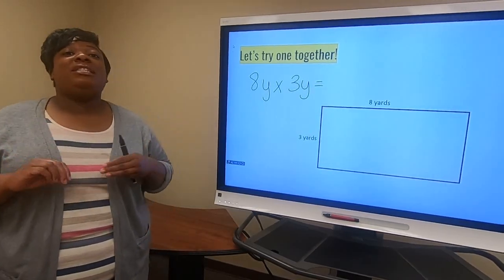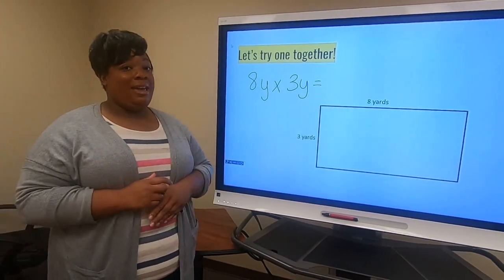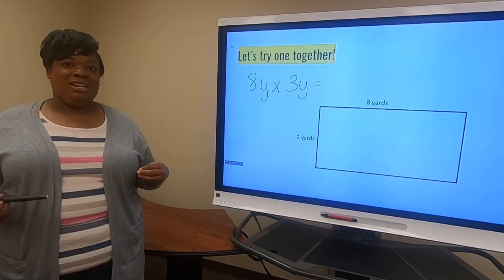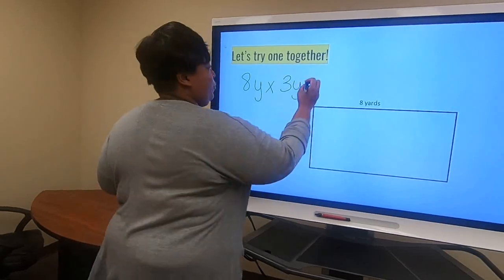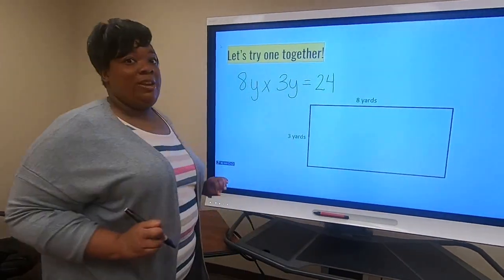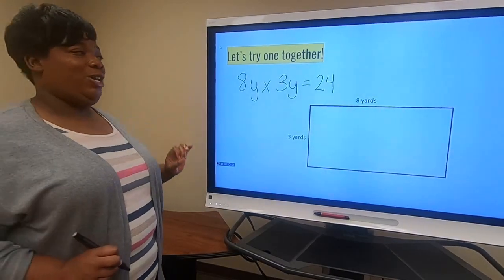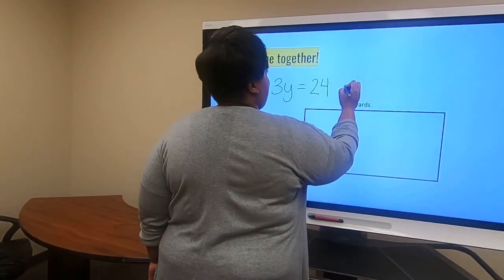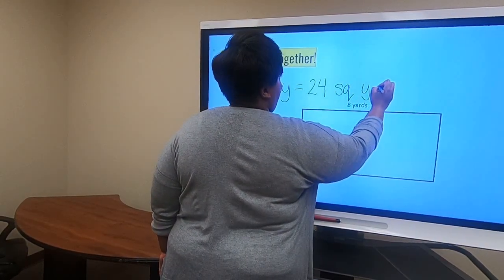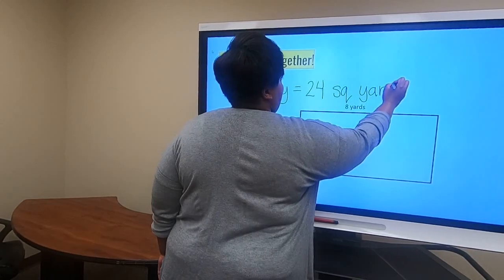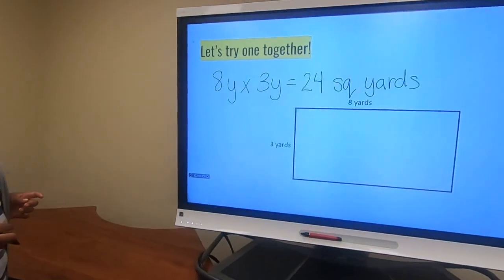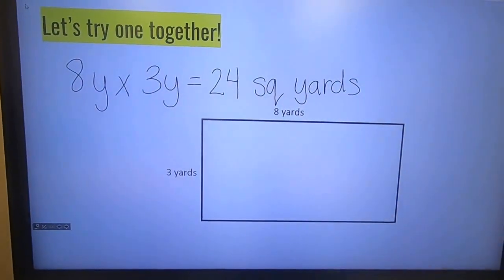Now, I know a lot of you said 24, but what did I say? It is very important to include our unit at the end. So we can't just say 24, we have to say 24 square yards. And we abbreviate square as SQ. And I always spell out yards if I've already abbreviated the square part, okay? So our answer here is 24 square yards.